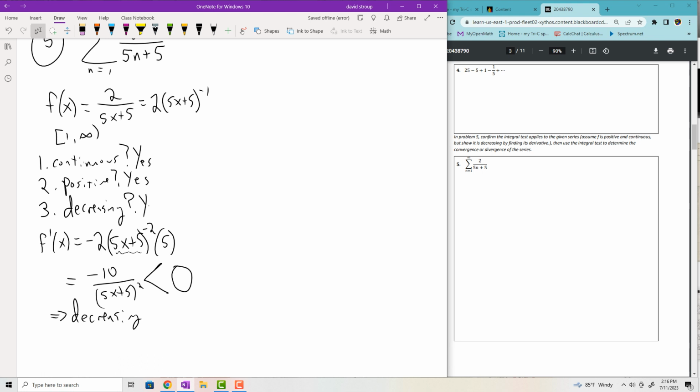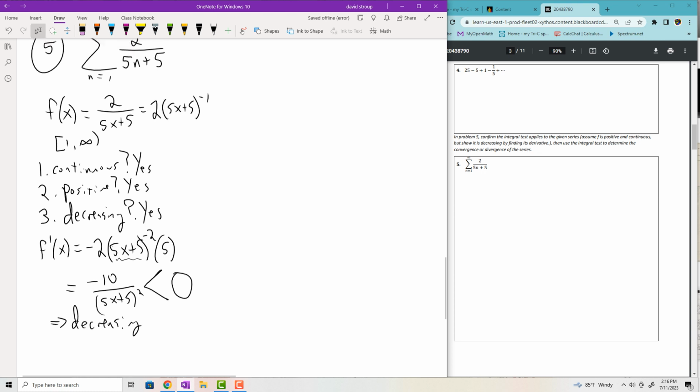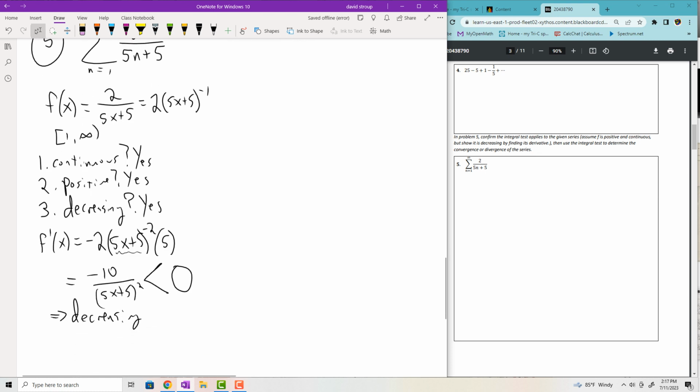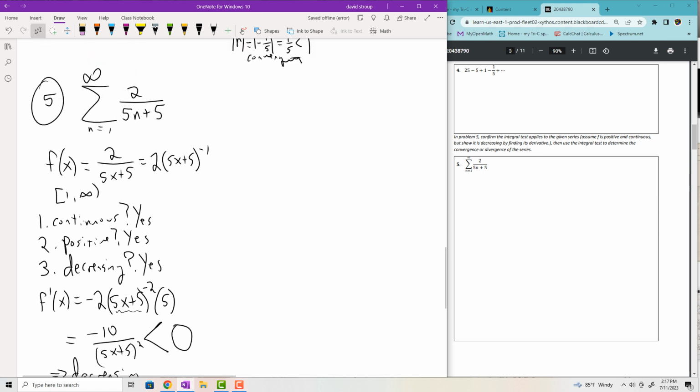Okay, so yes. And again, on the test, that's all I want you to do. It's just the decreasing part. And it should be this type of find-the-derivative proof. Okay. Okie dokie. So once we've established the criteria are fulfilled, we can apply the integral test.